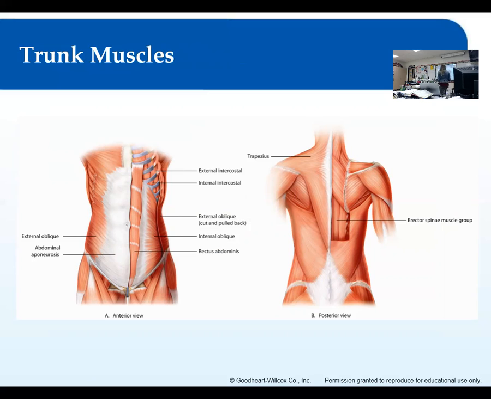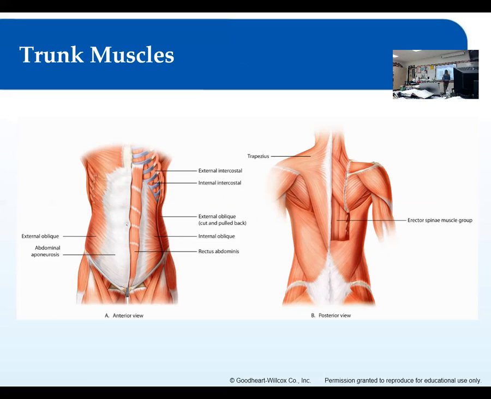Rectus abdominis, those are your abs. Rectus means straight, so that's this long muscle right along the middle of the belly. And that separation, those tendinous sheets in here, is what gives people the ab look, right? The six-pack look or whatever. It's those sheets in there that give it that.